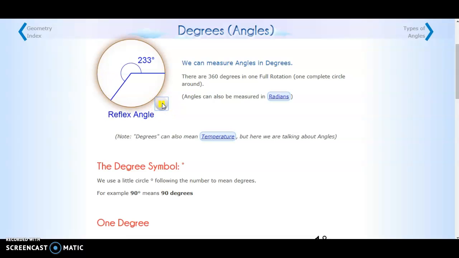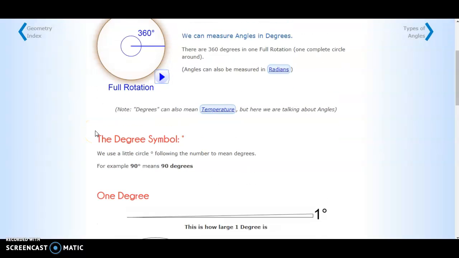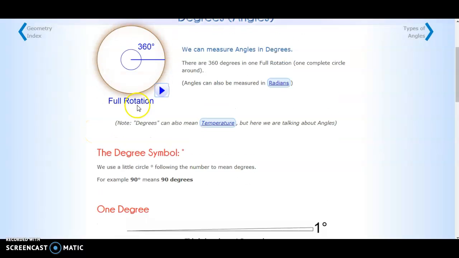Anything over 180, between 181 and 359, is a reflex angle. And once we hit 360 degrees, we have a full rotation. Notice the symbol for degrees is this little dot right here. That's the symbol that we use to show us that whatever number we're showing you is in degrees.